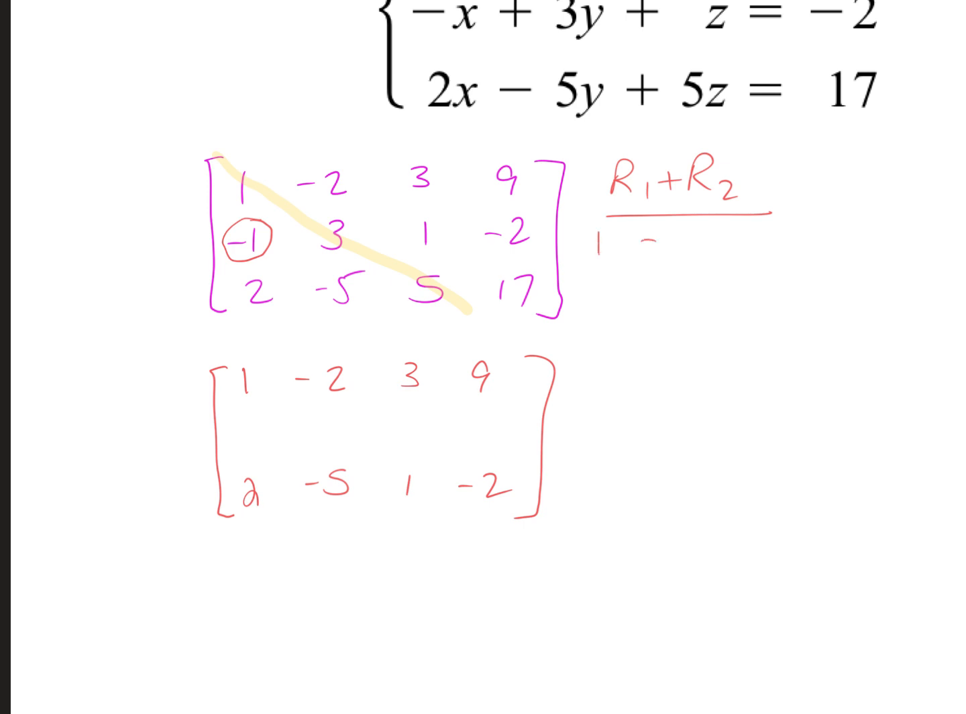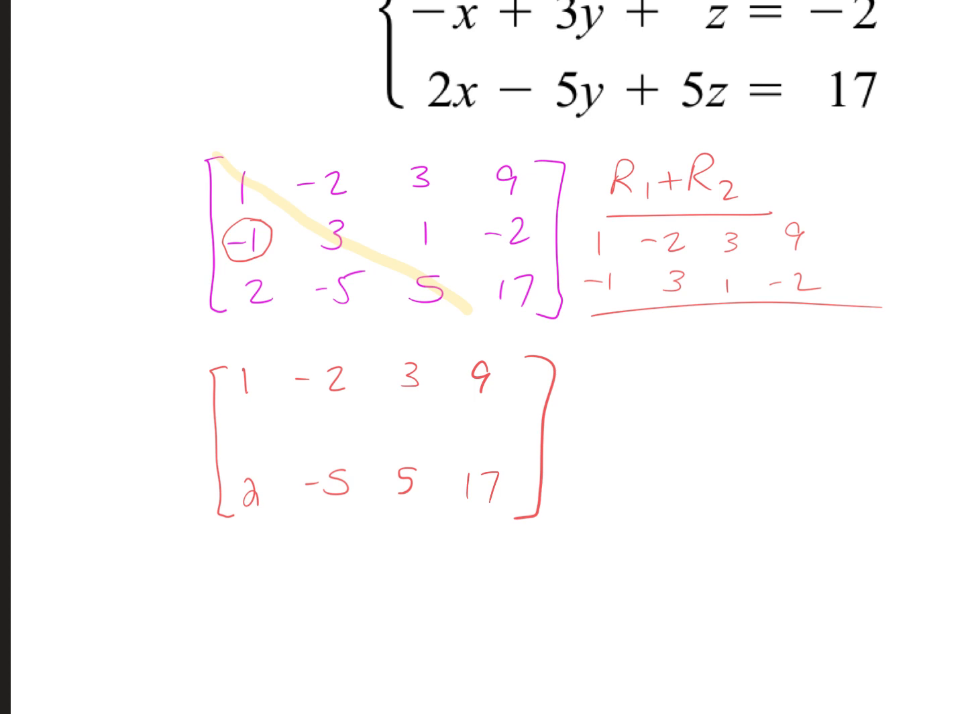So 1, -2, 3, 9. -1, 3, 1, -2. Oh, yeah, thank you. See? Good. Right here. I was looking at the row above it when I was rewriting. Perfect. See? Easy to make silly mistakes. I'm good now, right? Or no?